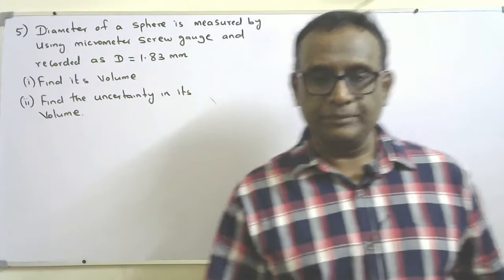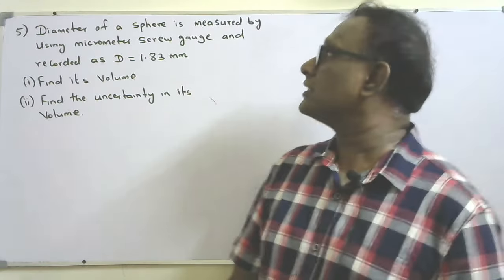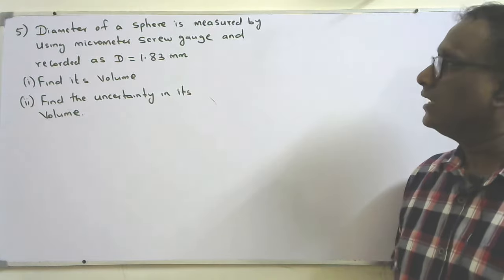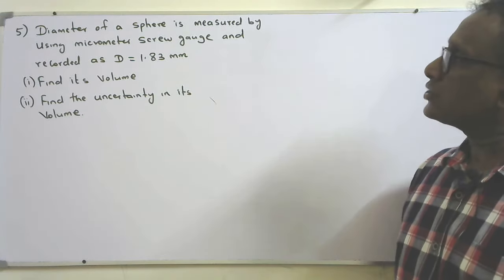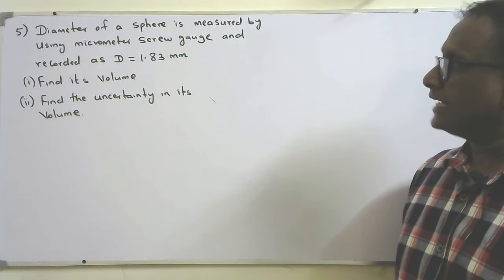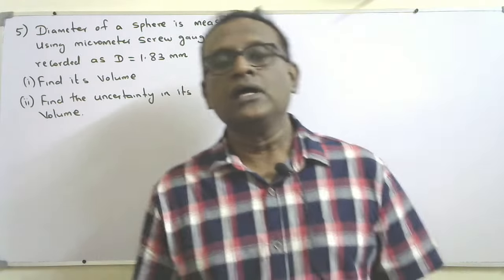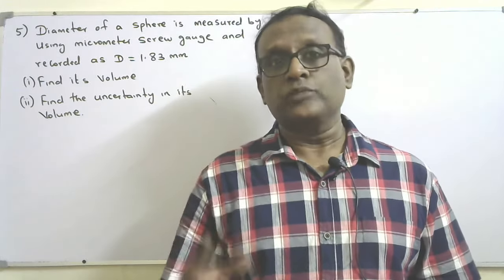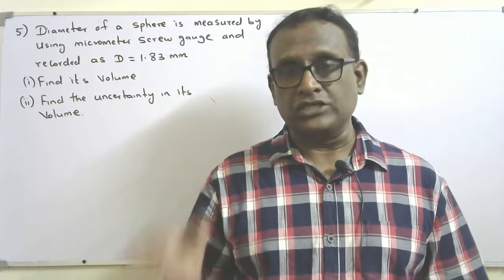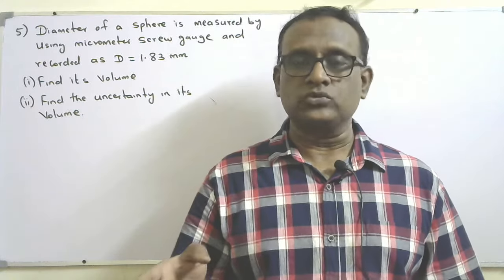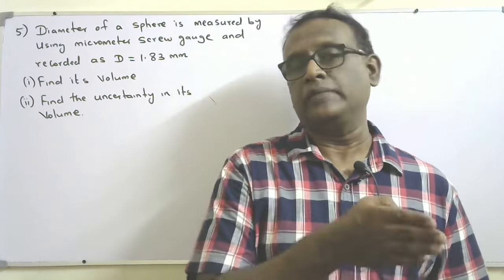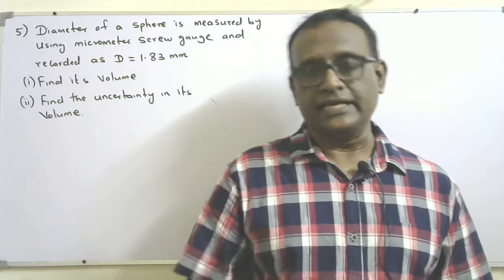Okay, so this is a simple question again. The diameter of a sphere is measured using a micrometer screw gauge and recorded as d equals 1.83 millimeters. Micrometer screw gauge means the uncertainty, we know, is 0.005. We know the precision or the least count of the micrometer screw gauge is 0.01 millimeter. Half of it will be the uncertainty.